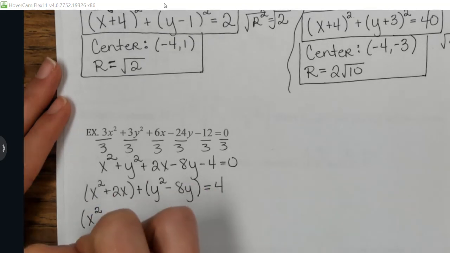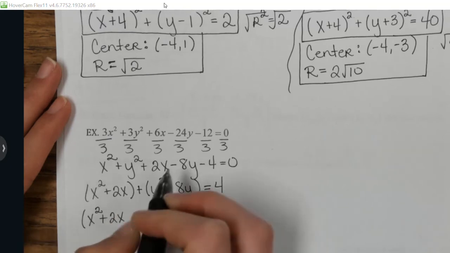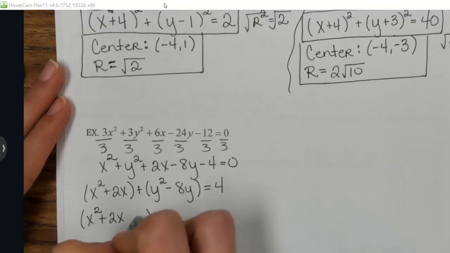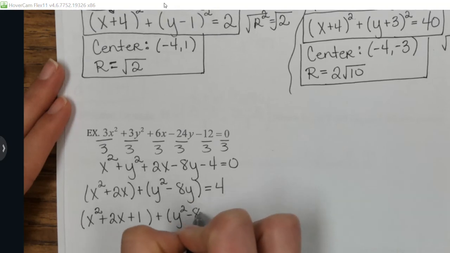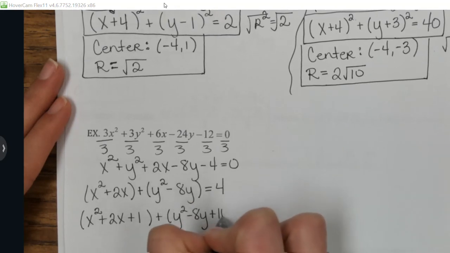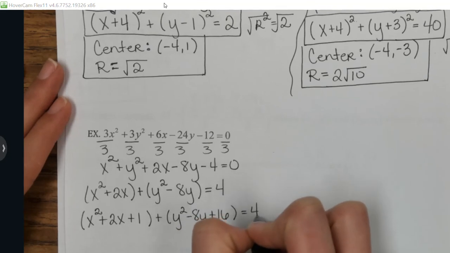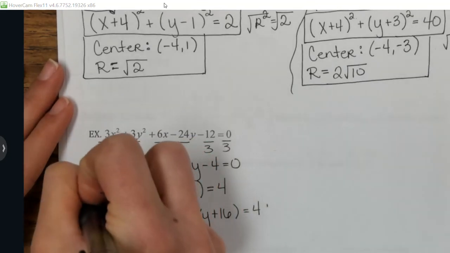So x squared plus 2x, what am I going to add there? A 1. Plus y squared minus 8y, what am I going to add there? 16. Equals 4.